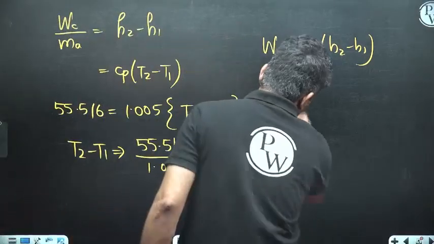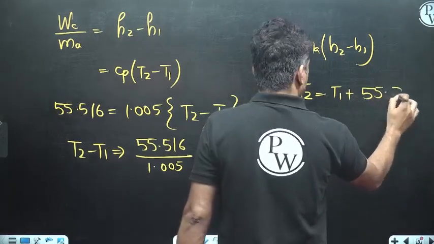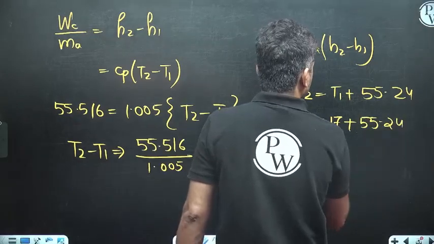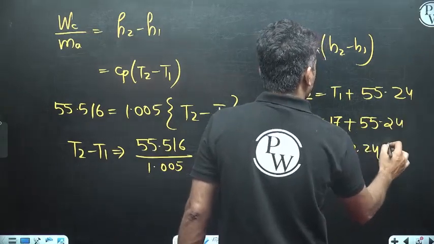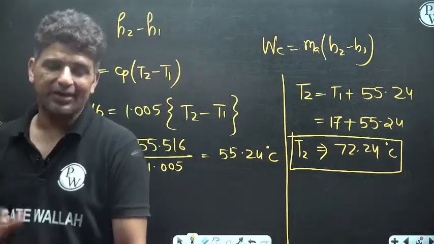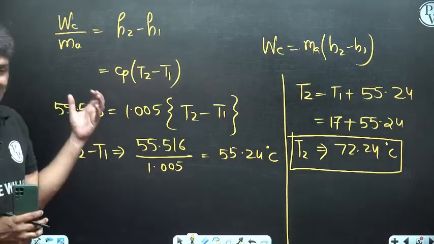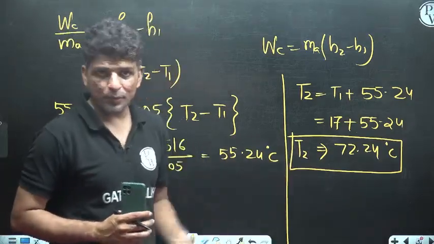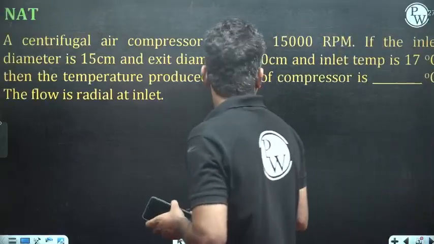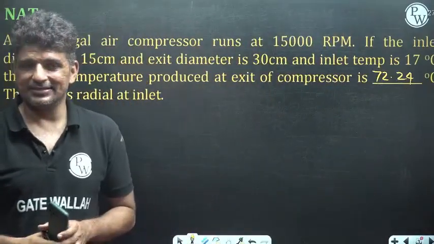And from here I can calculate T2. So T2 can be calculated as T1 plus 55.24, and T1 is given as 17. So 17 plus 55.24 should come out to be 72.24 degree centigrade. This was an excellent question, very conceptually, fundamentally good. I hope everybody has understood how to calculate the temperature T2. So this is your temperature T2 at exit of compressor, 72.24 degree centigrade. Is it clear?